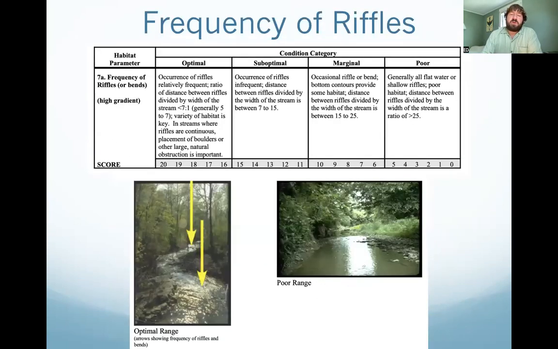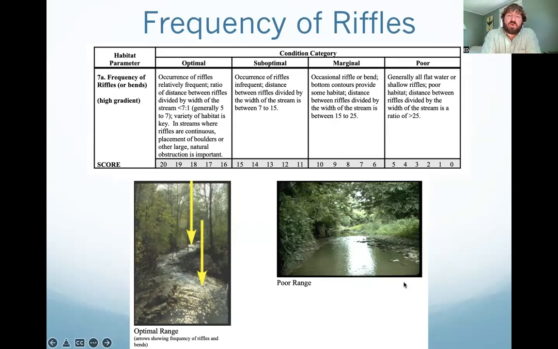Frequency of riffles really gets at, are you seeing that typical shape of a river where it meanders through the landscape and you're seeing pools and riffles, and then more erosion and deposition, and another pool, and then another riffle. You want to see that pattern, because again, that provides more diversity of habitat.